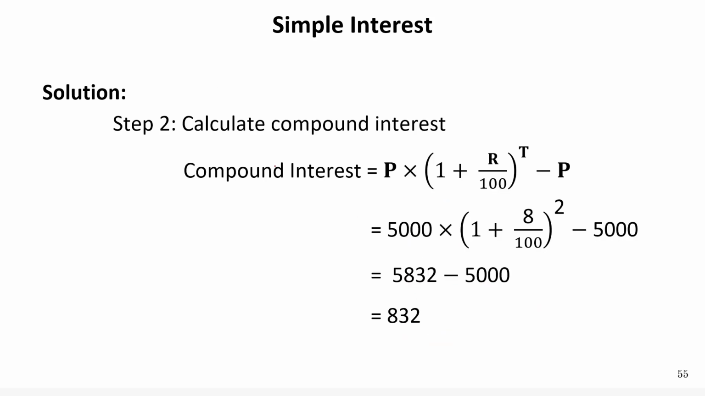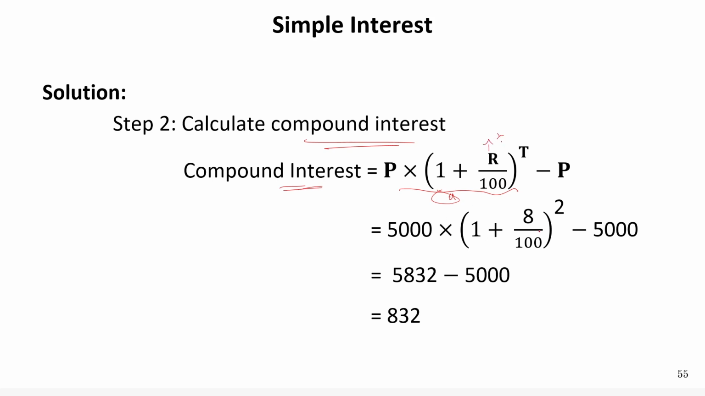800, right? So calculating the compound interest. The formula for compound interest is P into (1 plus R by 100) whole power T minus P, right? Because this formula is for the total amount. So subtracting P from it, we get the compound interest. Here R is in percentage, right? That is why we have divided it by 100.